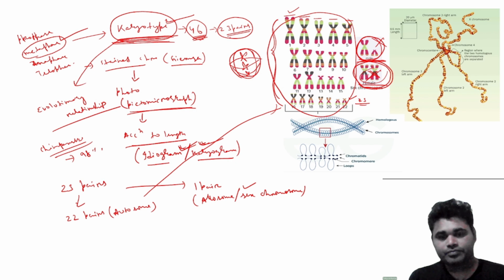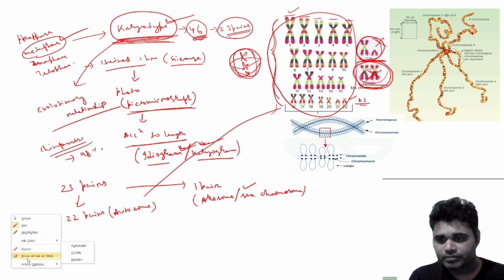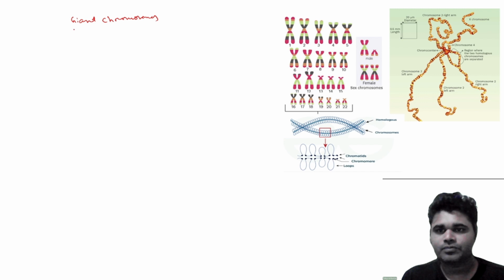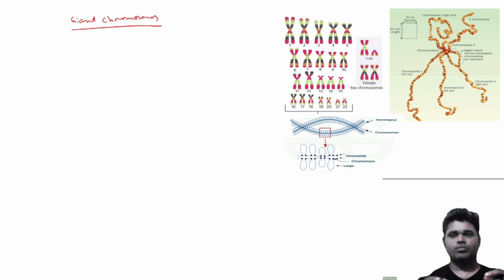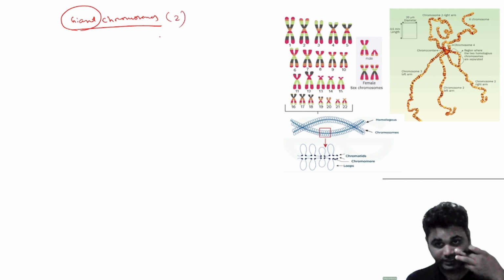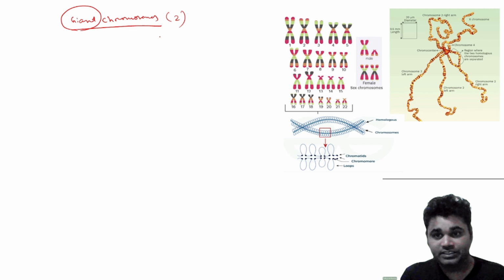So now, another type of chromosomes is present. This is called the giant chromosomes. So what are the giant chromosomes? As the name suggests, giant means very large chromosomes are present. So two types of chromosomes are present which have a giant or large structure.